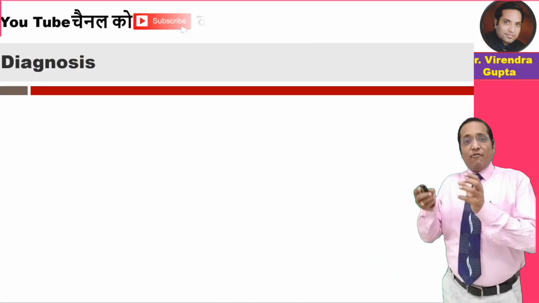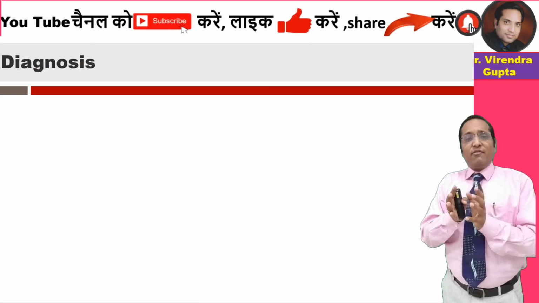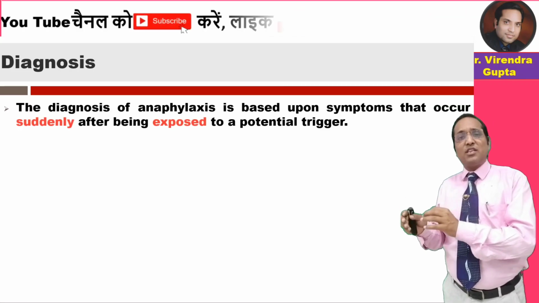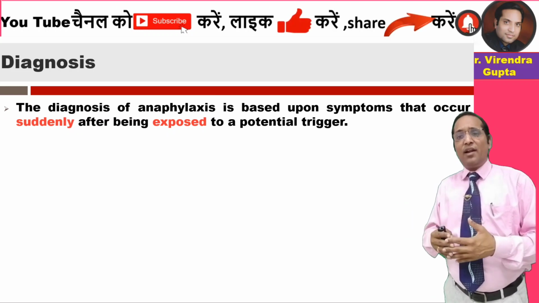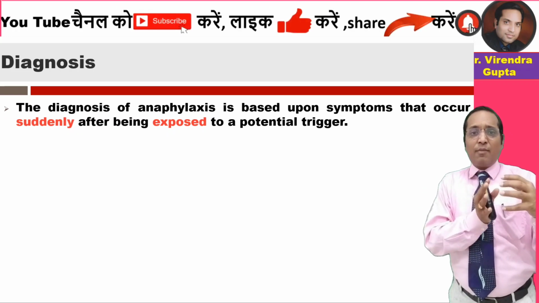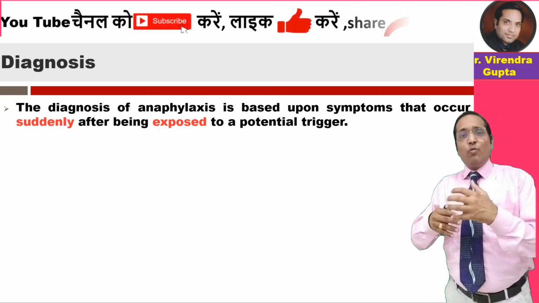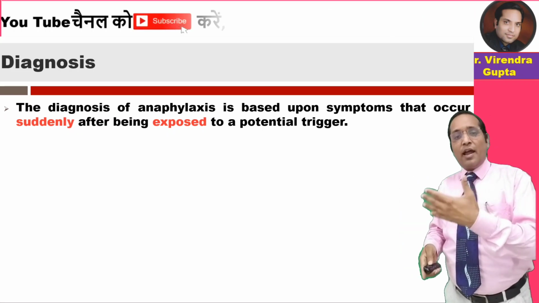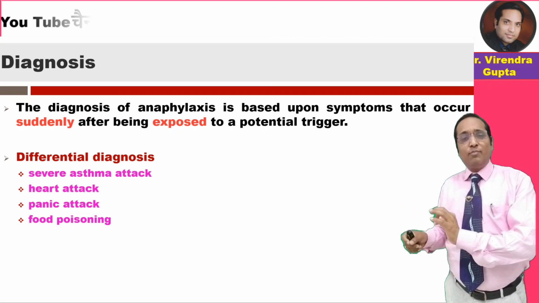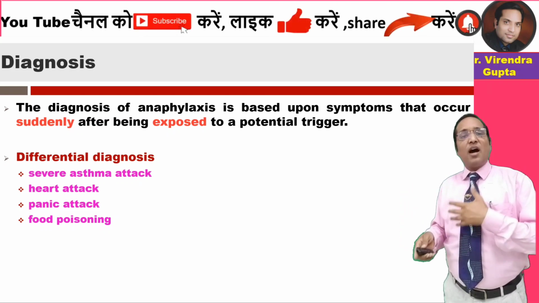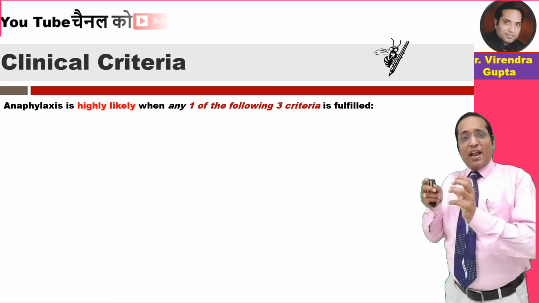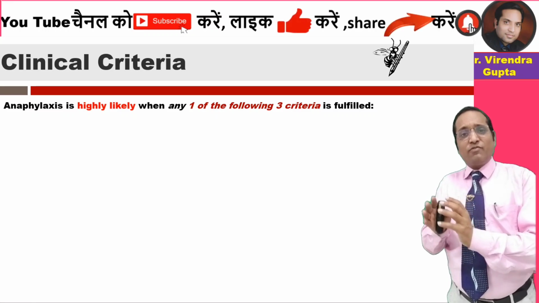So guys, when you find these symptoms or any symptoms, you should diagnose anaphylaxis on the basis of symptoms that occur suddenly or rapidly after being exposed to a potential trigger. When a trigger comes into contact with the body, and you find these symptoms, you may be able to diagnose anaphylaxis, and we should differentiate it from an acute severe attack of asthma, heart attack, panic attack or any food poisoning. So guys, anaphylaxis can be diagnosed on the basis of these clinical criteria.